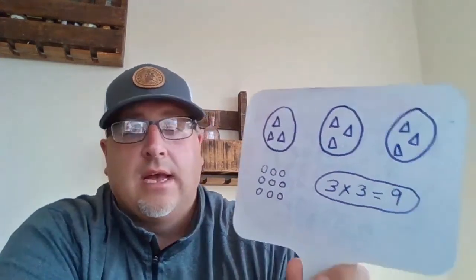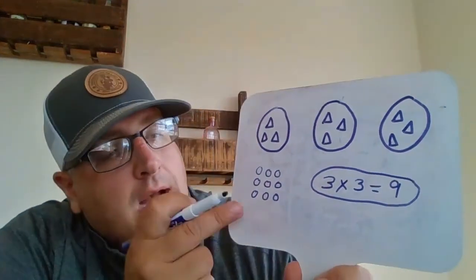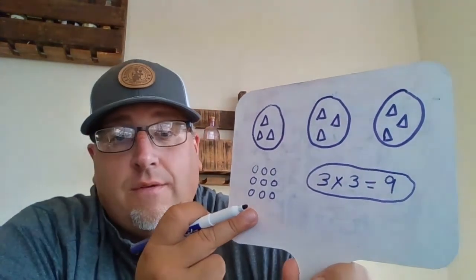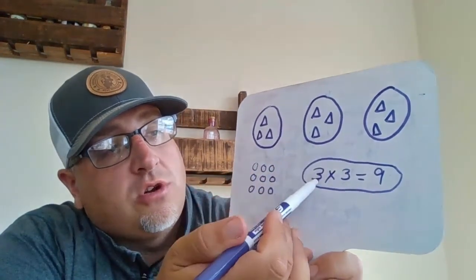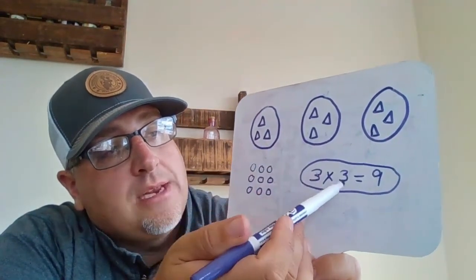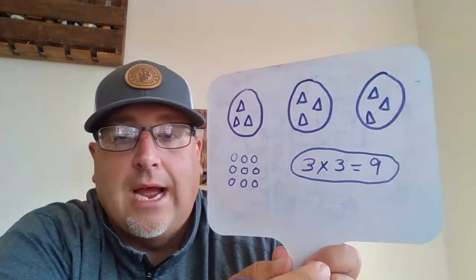Okay? See how I did that? I took that grouping. I drew an array to make it easier if you needed to. But all I had was I had 3 groups, which represent the circles, and then 3 in each group. 3 times 3 equals 9.